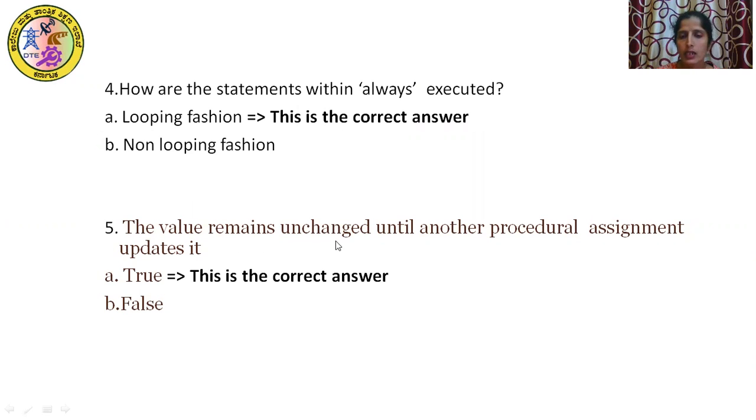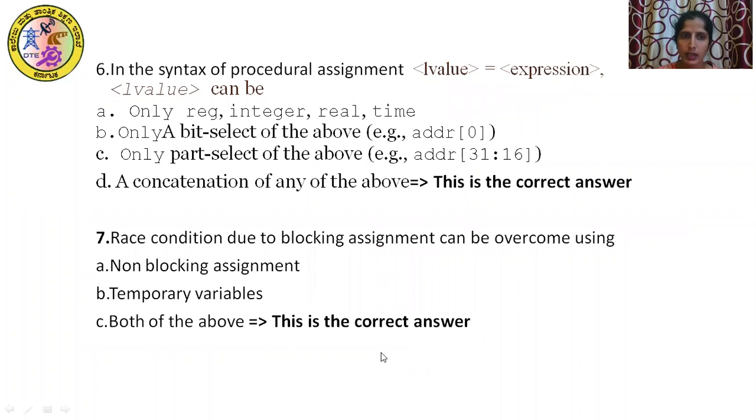The value remains unchanged until another procedural assignment updates it. Whether the statement is true or false. In case of procedural assignment, obviously it is true, whereas it is not the same in continuous assignment. So this is the right answer: the value remains unchanged until another procedural assignment updates it, in case of procedural assignment.